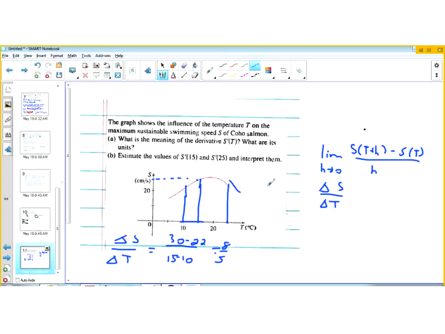Now at S equals 25, if the temperature increases here, then the swimming rate starts to decrease. So we have a negative slope here. Okay, so that's all that means. You may have a WebAssign problem or two regarding this kind of problem.